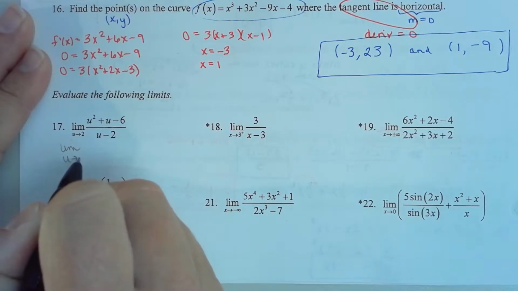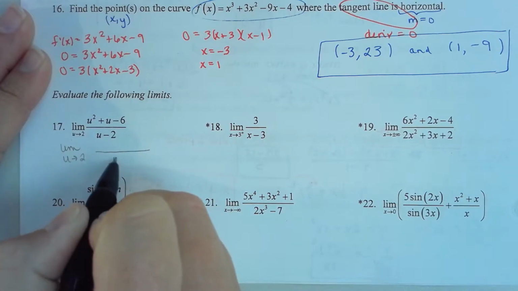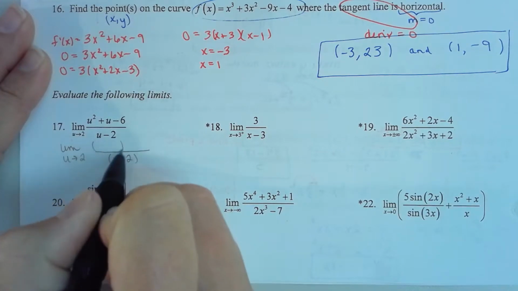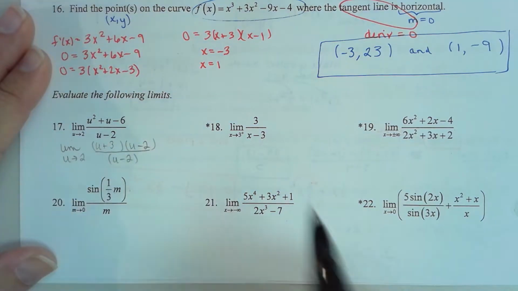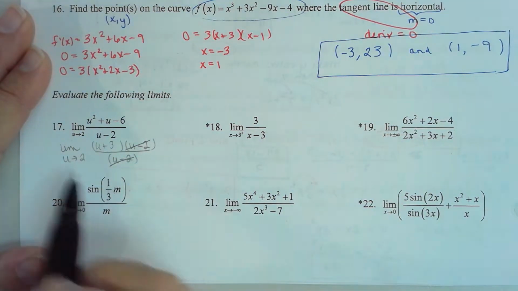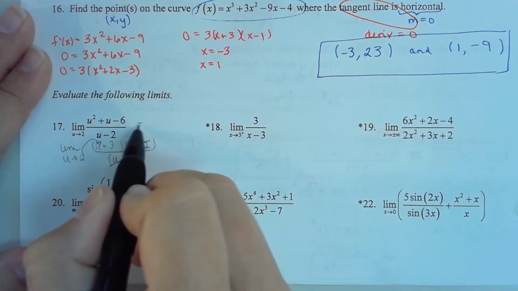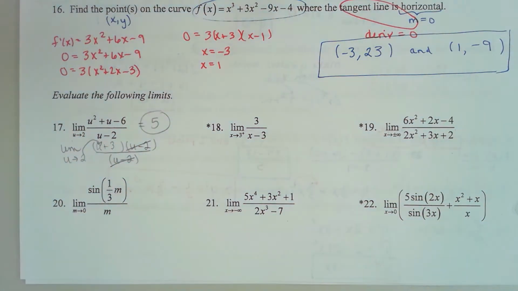So let's try to algebraically manipulate this function. In this case, I'm going to try to factor. And we can, right? Which is great. Now, plugging in the 2 does not cause any problems, and I get a 5.